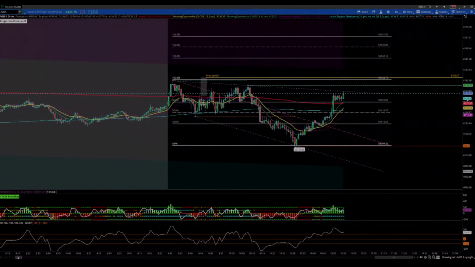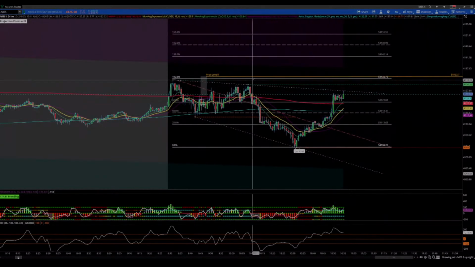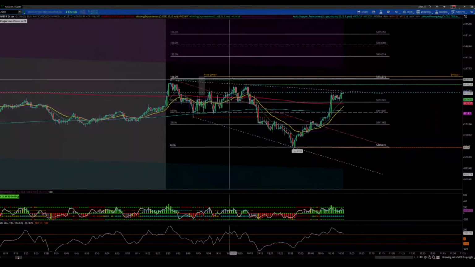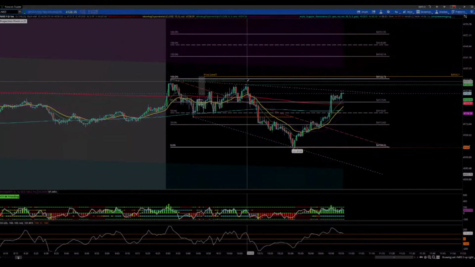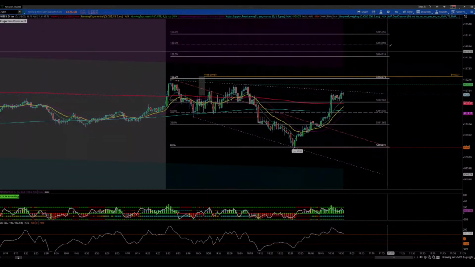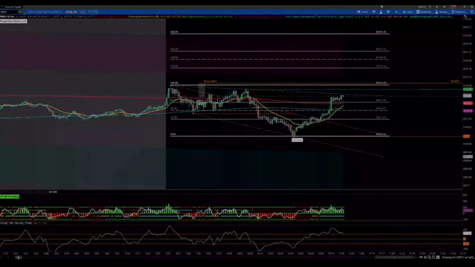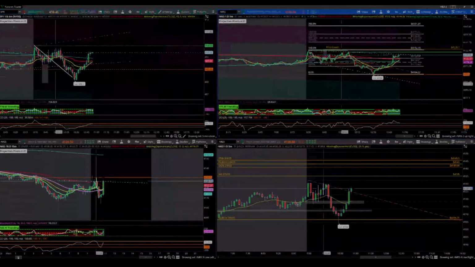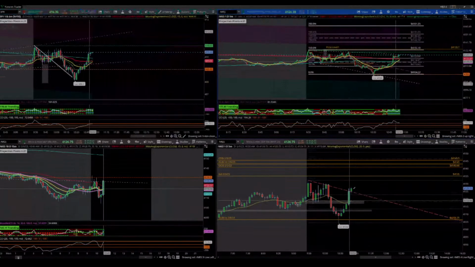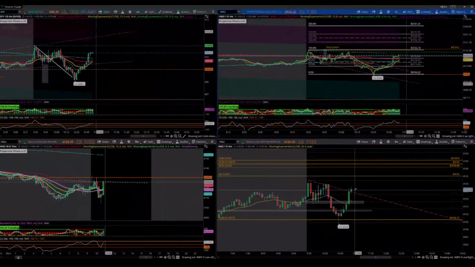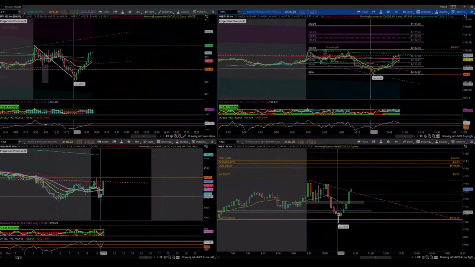Now I'm going to grab targets that we have above us. If we break this level here, we can attempt to reach those targets. Will it do that? I'm not saying it will. Those are potential targets. But right now we're flagging up. And what we have to look at is how strong is that trend? How strong is that break? And this was a pretty strong break.